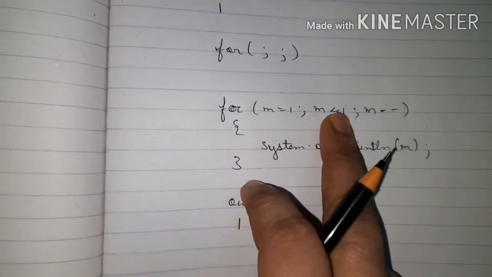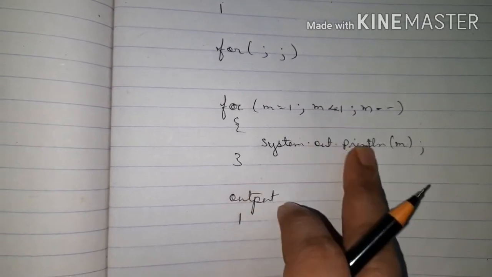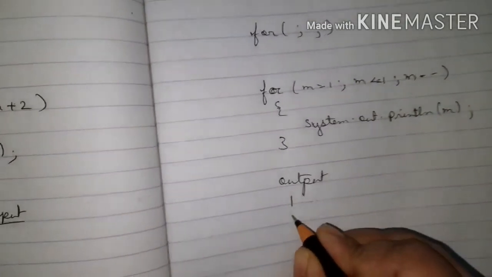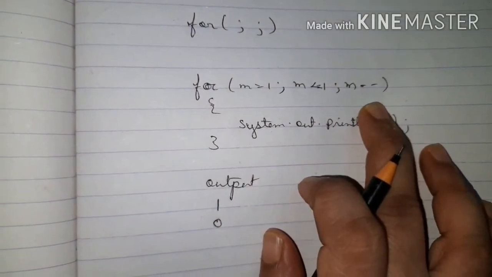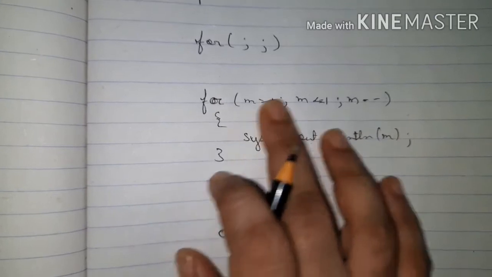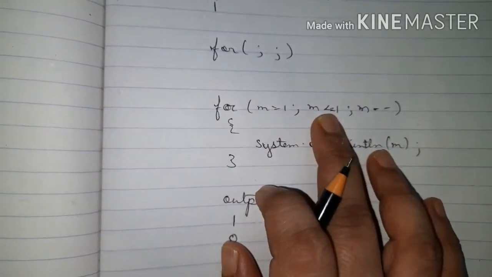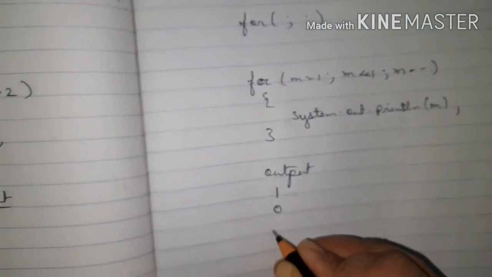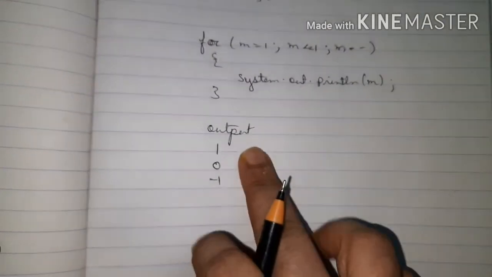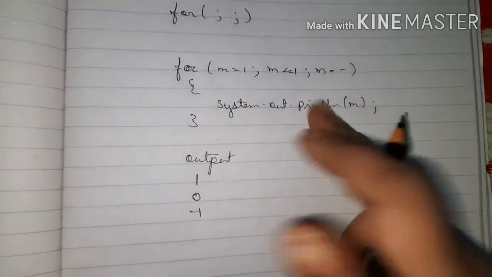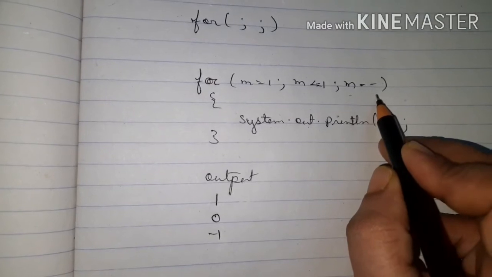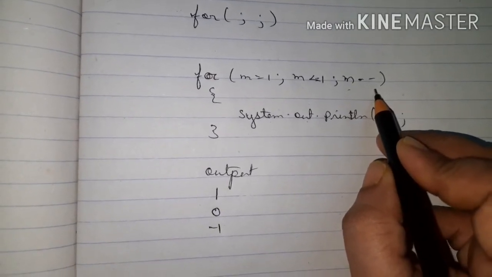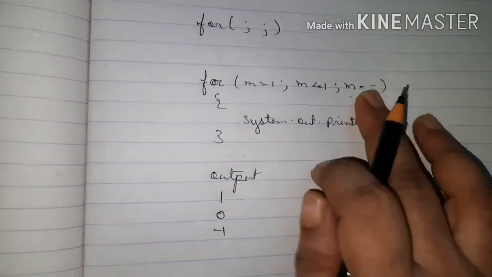So 0 is less than 1, the condition is true, and again it will come and display 0. Now m will again decrease by 1, so it is minus 1. Minus 1 is again less than 1, so the condition is true and it will go. You can see there is an endless sequence of numbers, and it will go on giving you values, because instead of plus plus I gave minus minus, so it keeps decreasing.